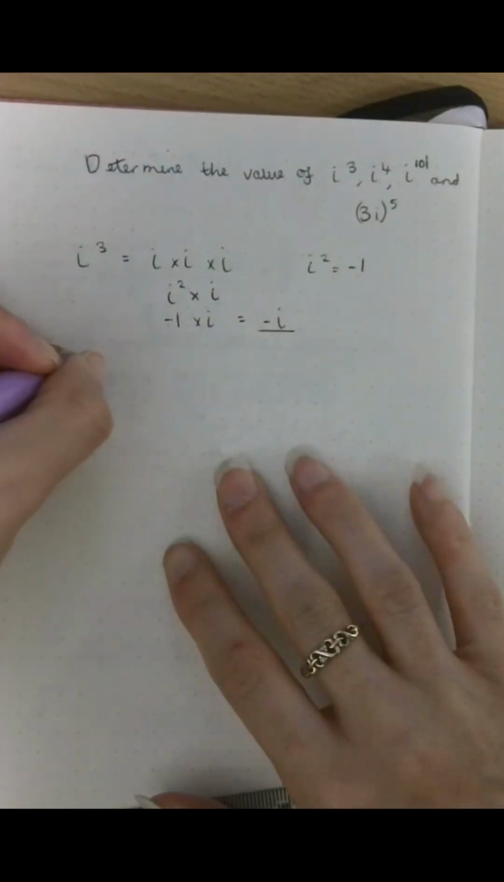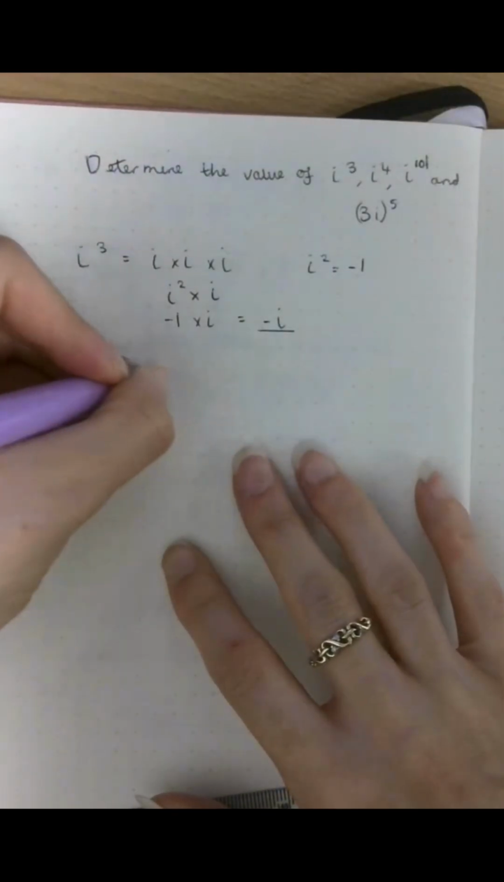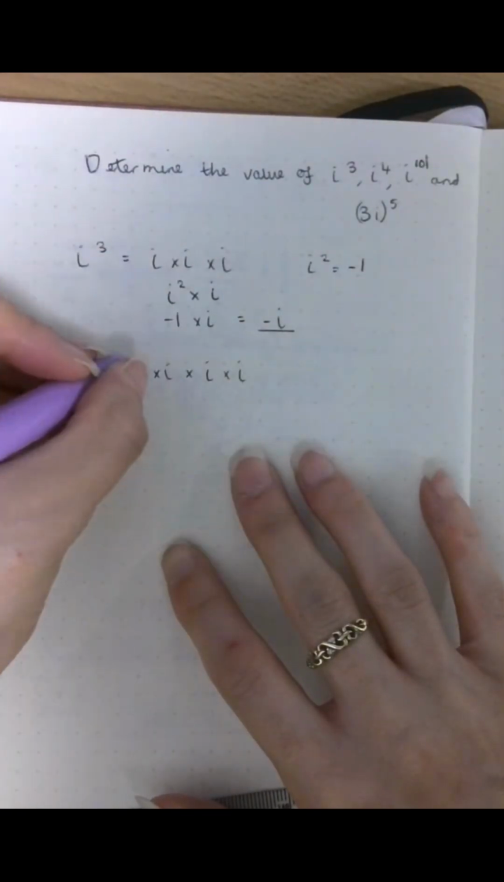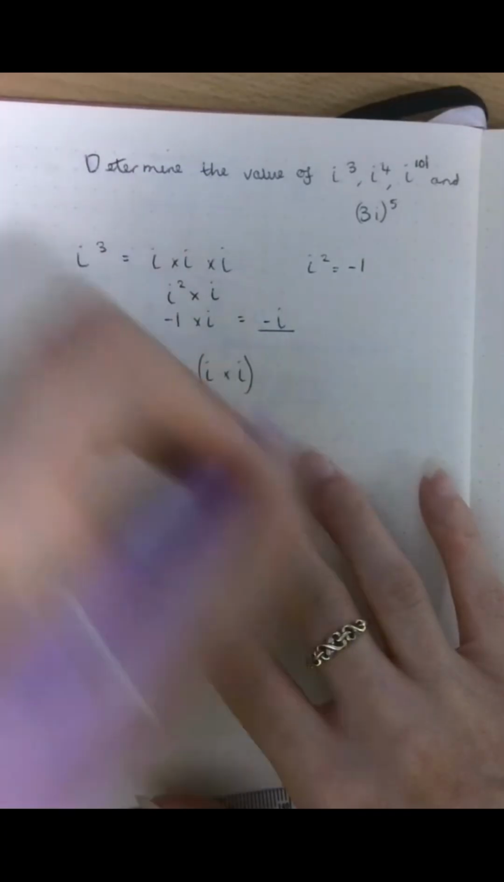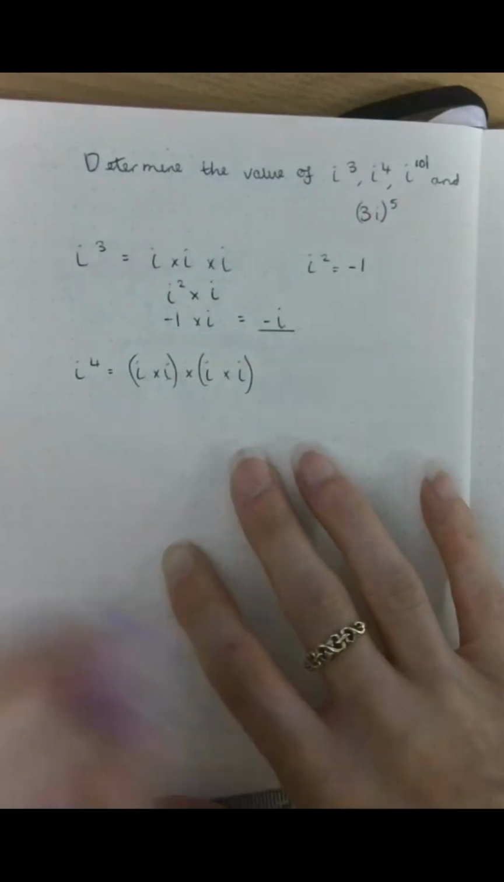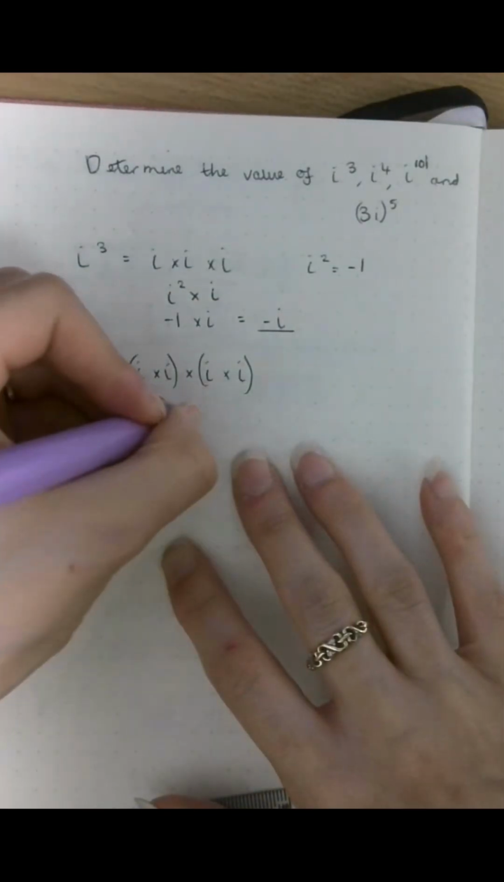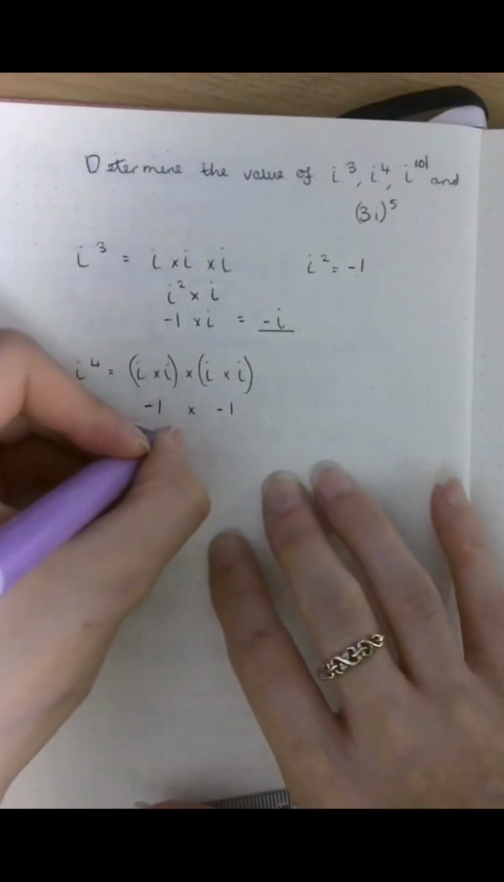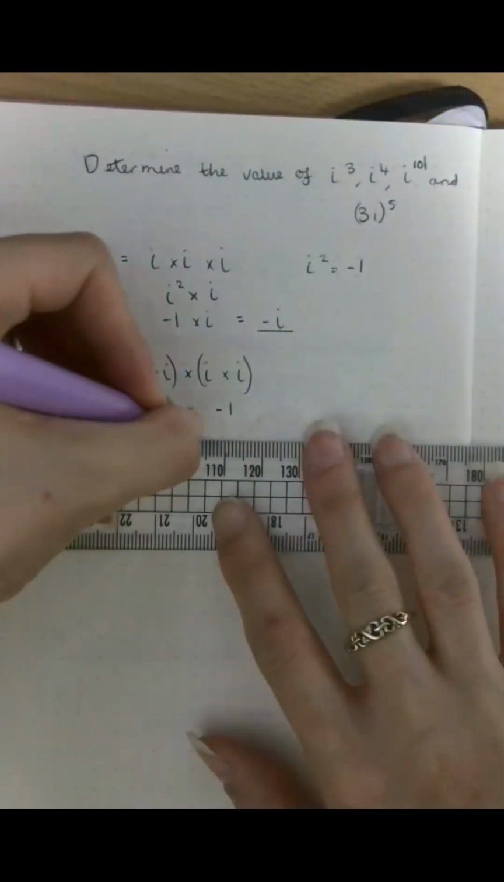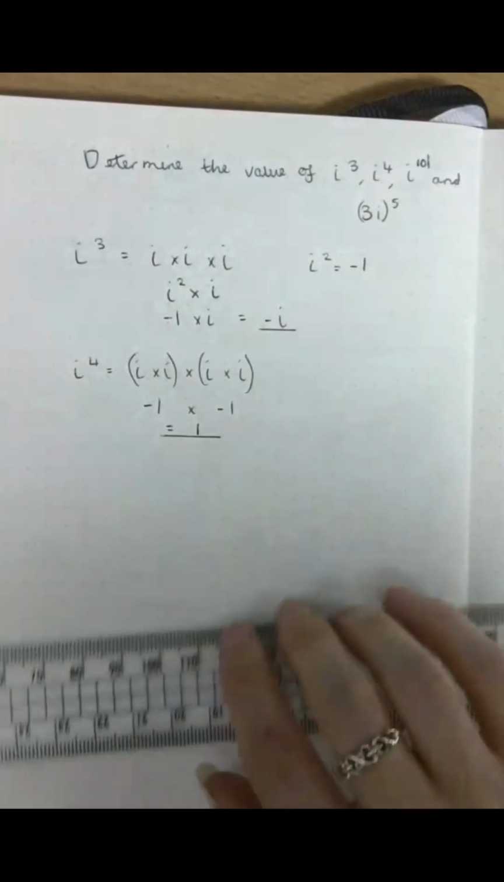i to the 4. So that would be i times i times i times i. So you can see here we have basically two sets of i squared. i squared is negative 1. So that would be negative 1 multiplied by negative 1. And that would just get us positive 1. Because negative times negative is going to make a positive.